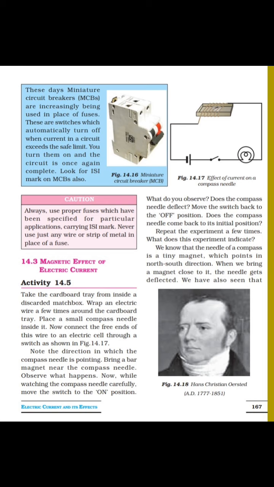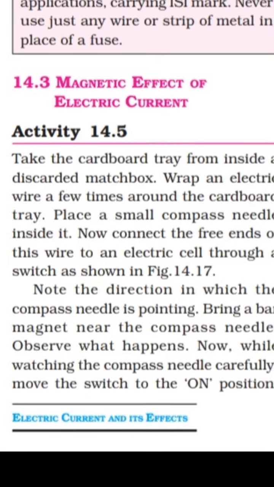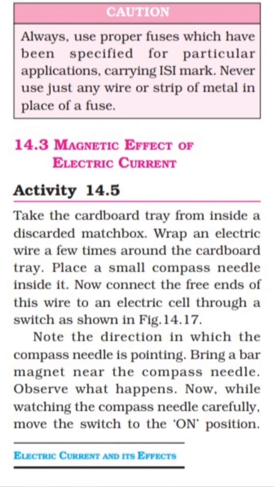Now activity 14.5. See it on the screen. Take the cardboard tray from inside a discarded matchbox. Wrap an electric wire a few times around the cardboard tray and place a small compass needle inside it, and now connect the free ends of this wire to an electric cell through a switch, as shown in figure 14.17.